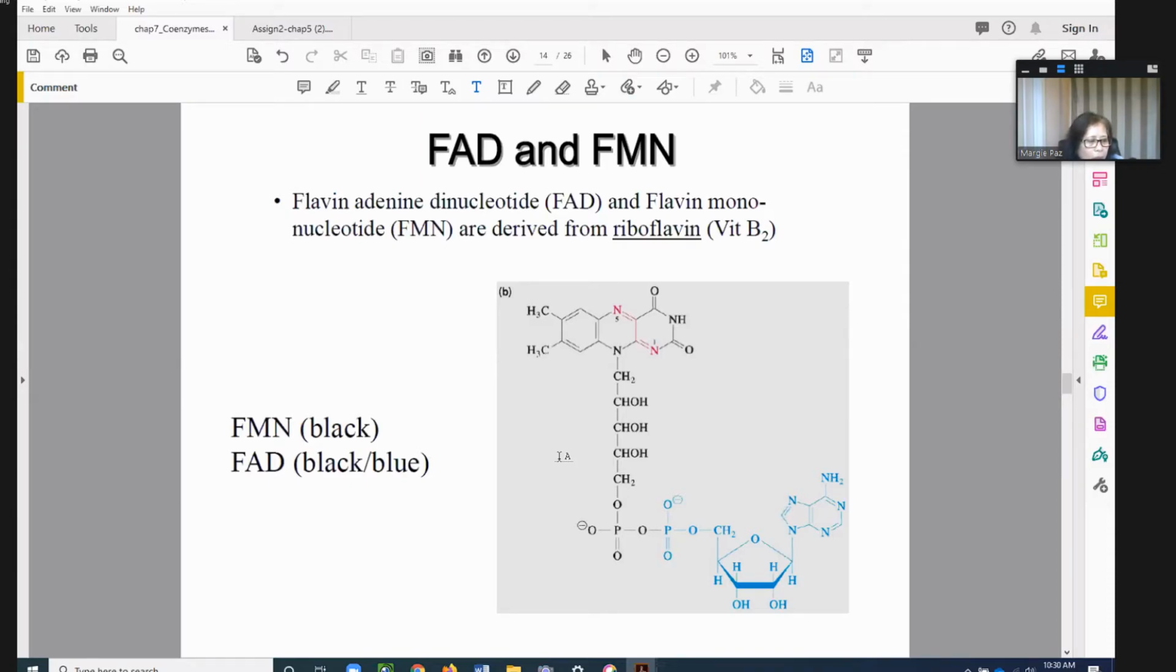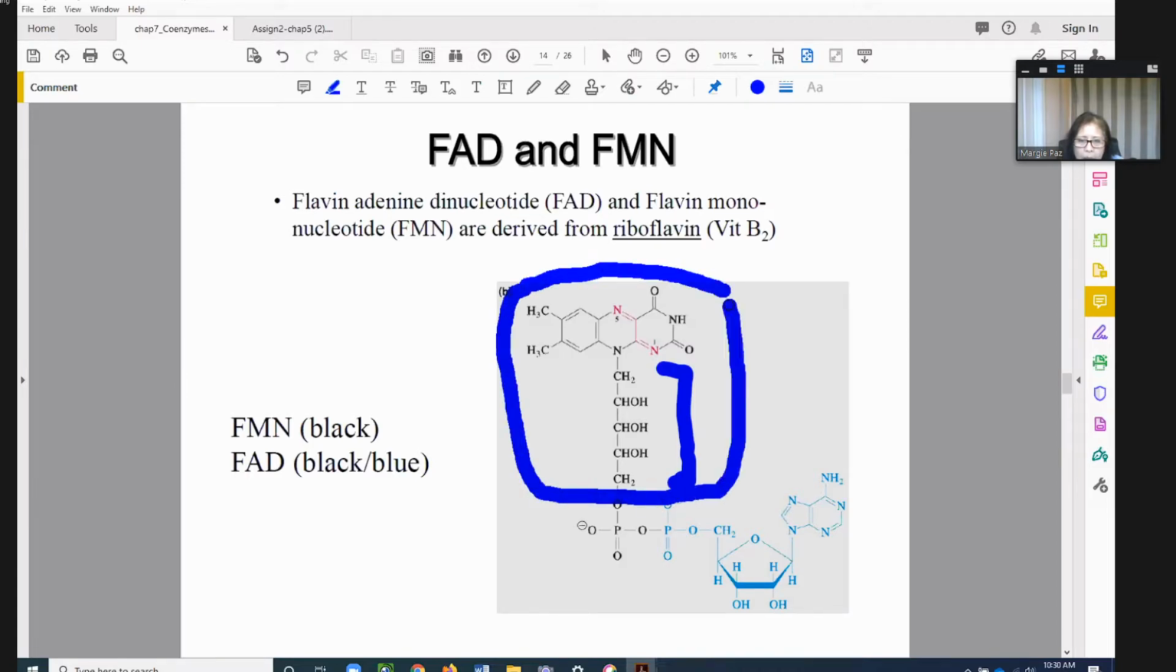riboflavin actually consists of this 5-carbon ribitol here, right, which is linked to a nitrogen atom of this isoalloxazine. So this whole thing here is the vitamin precursor riboflavin.